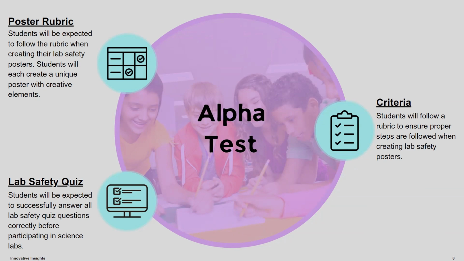Using a rubric with specific criteria, students will be assessed on their knowledge of lab safety. Before they are allowed to participate in a science lab, they must show their understanding through several different types of assessments. The creation of a unique science poster with a piece of equipment of their choosing will not only show their creativity, but it will also show their understanding of how to use the equipment properly.